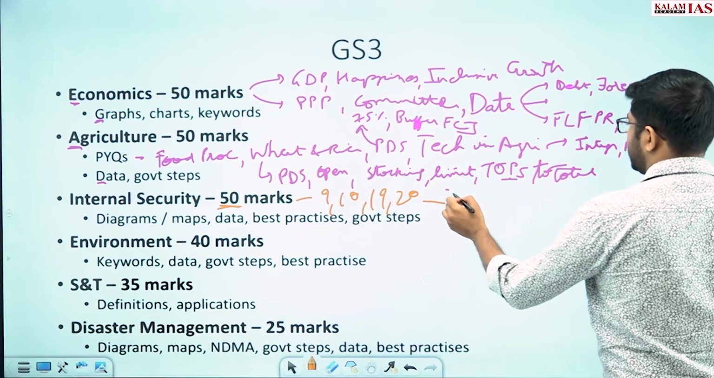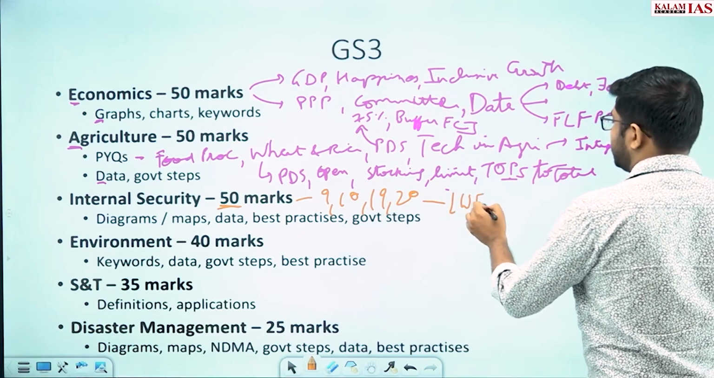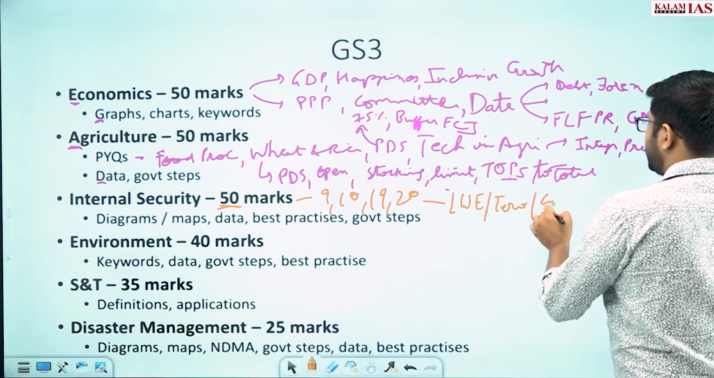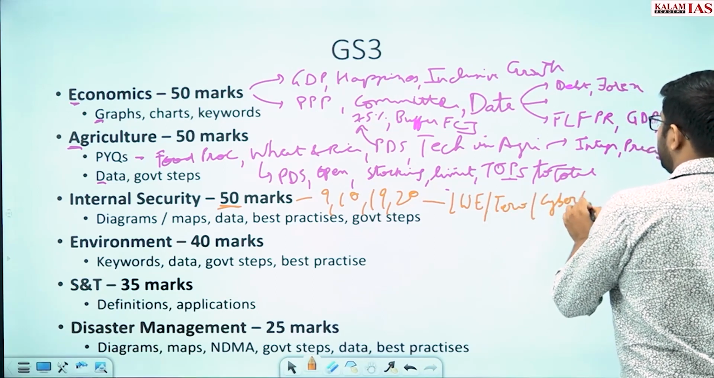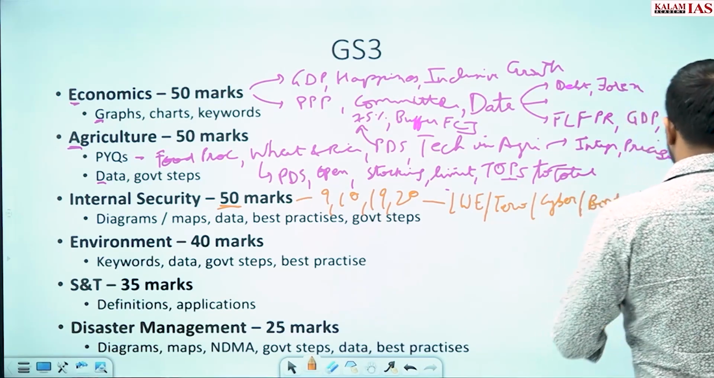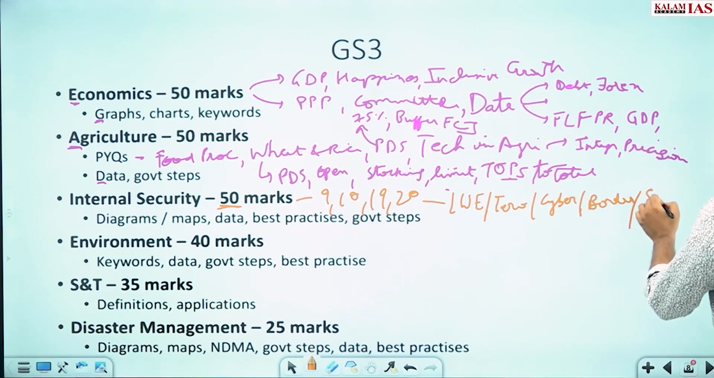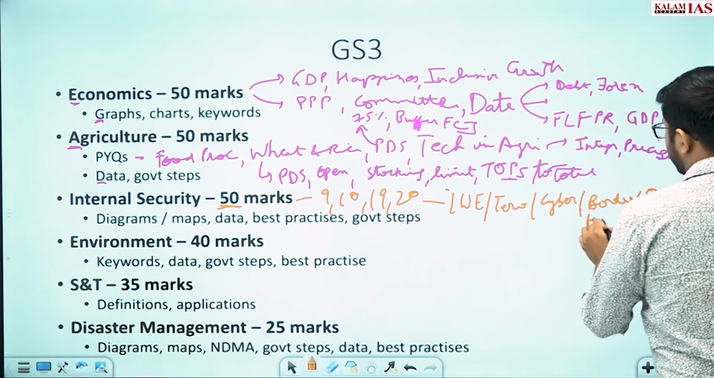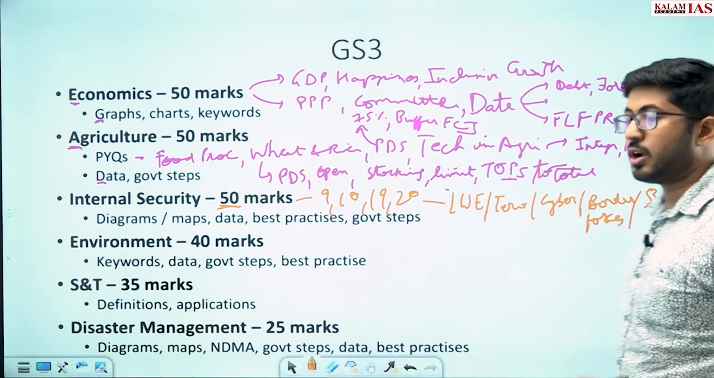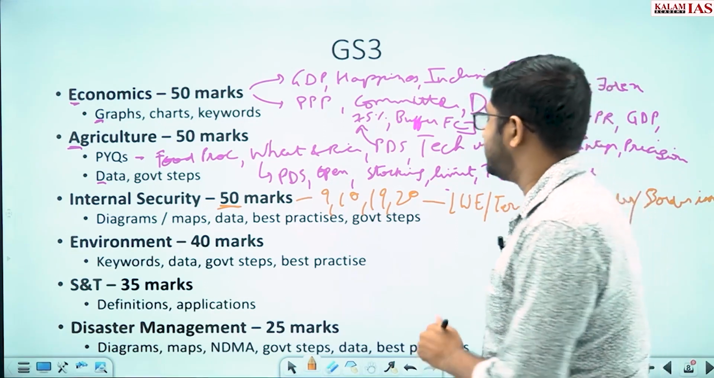Every alternate year there is a question on left wing extremism or Naxalism. Then you have terrorism. Then almost every year a cyber security question is there. Then you have border forces. So you are bound to get questions from these topics. Then you have social media, and then various border issues. One is border forces and one is border issues. So again, a very fixed set of topics that you have to prepare. So you can add a lot of value addition.